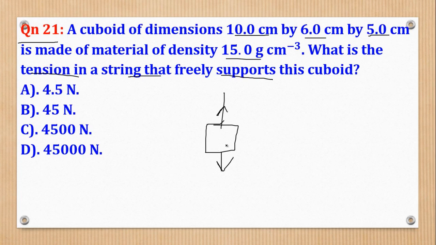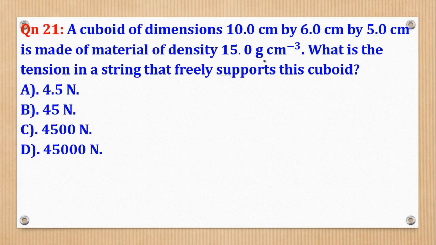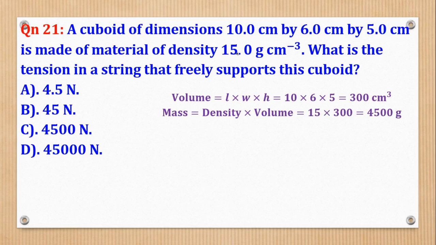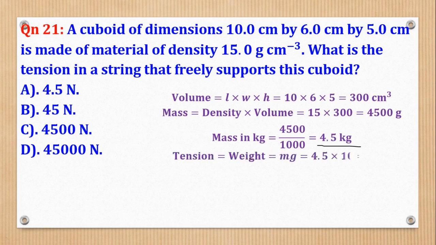So our aim is to look for weight, but we can't look for weight when we don't have the mass. And we can't get mass when we don't have volume. So the first thing to do is to get volume of the cuboid, length times width times height, to give you 300 centimeters cubed. Then from there, we have volume now and we have density, we can get mass. So mass is density times volume to give you this. And now that we have mass, we can get the weight. Mass in kilograms is 4.5 and weight will be mg, which is this times 10 to give you 45. And that weight is the same as the tension.